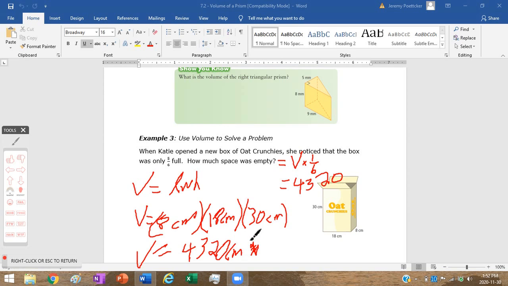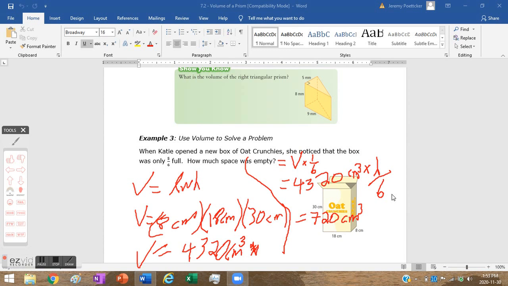Uh-oh, I made a mistake here. What did I not do? Centimeters cubed. 4,320 centimeters cubed. I'm going to multiply that by 1/6, which means we're essentially going to go 4,320 times 1 and then divide that answer by 6. Alright, 4,320 divided by 6 is going to be 720 cubic centimeters are not full of oat crunchies.